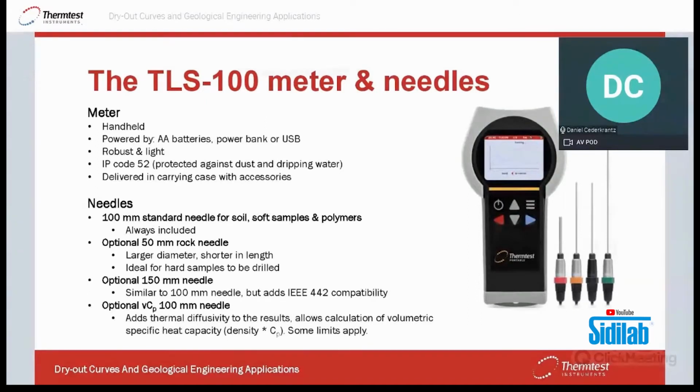Then we also have a novel sensor, which we call the VCP 100 millimeter needle. It's the one completely black. This does not only measure thermal conductivity and thermal resistance, it also tests thermal diffusivity. And since it tests both conductivity and diffusivity, we can calculate the volumetric specific heat, which is the density multiplied with CP. There are some limits to diffusivity ranges and so on, but this really adds very nice testing capabilities, otherwise not possible with a single TLS needle. So that's a brand new needle that we offer.